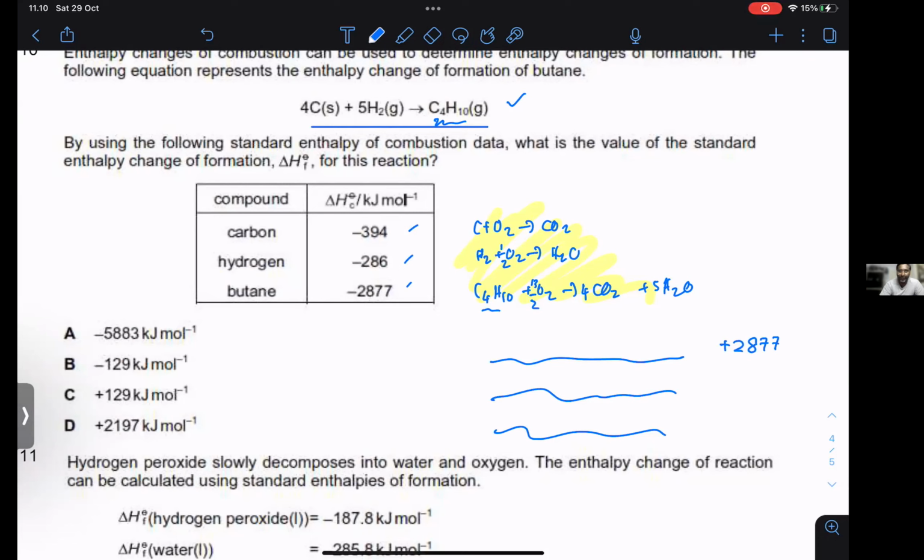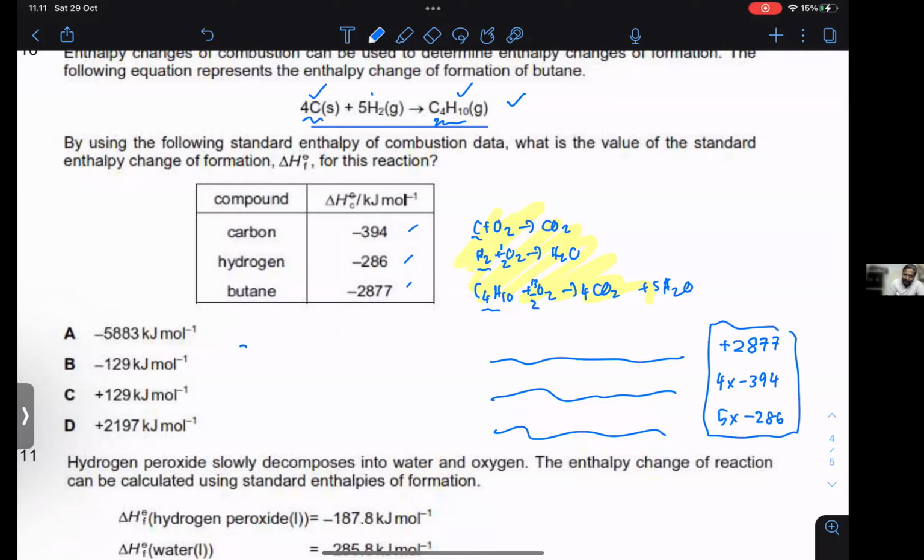For the conversion, and then you look at the 4 carbon. The carbon is still on my left, so 4 carbon means 4 times negative 394. I'm not going to write it. Carbon is settled. Hydrogen is on my left also, but needs to be multiplied by 5, so 5 times negative 286. Now I'm confident, no need to write. I know when I add this, it will give me the answer.